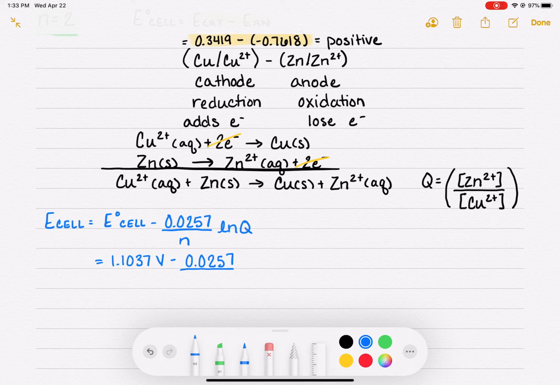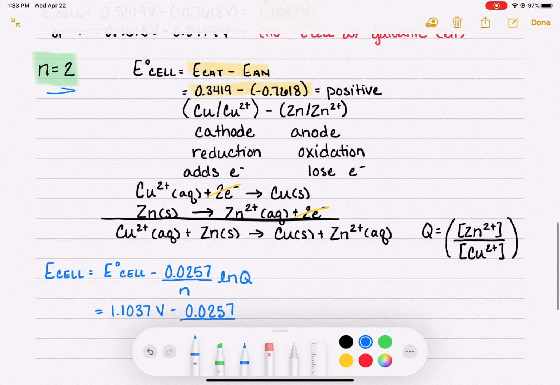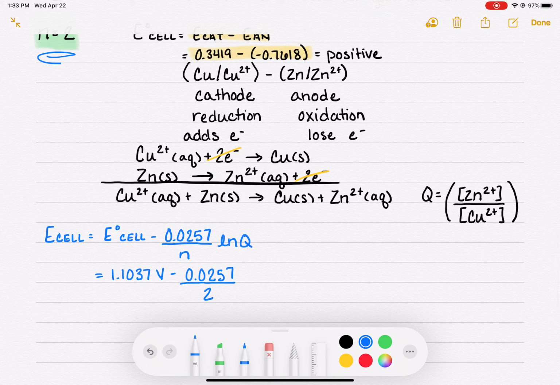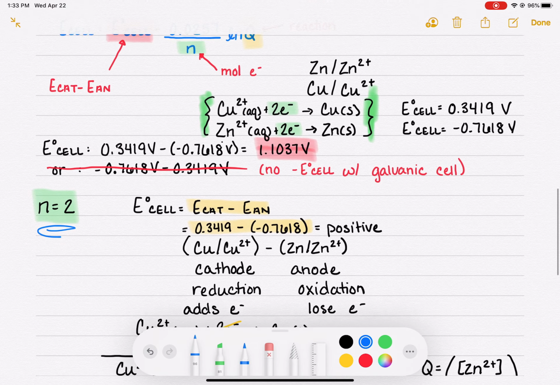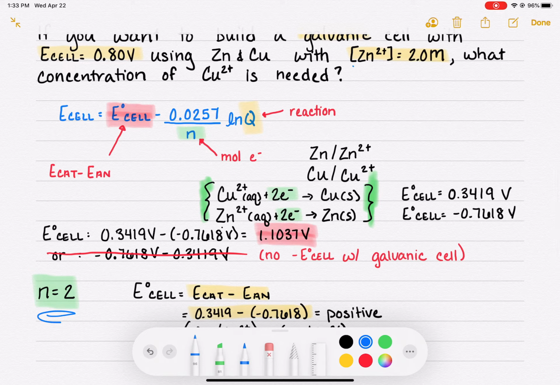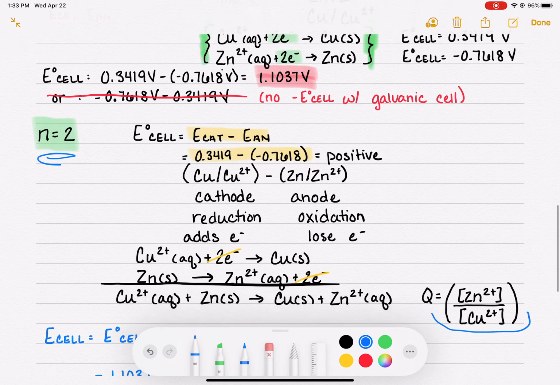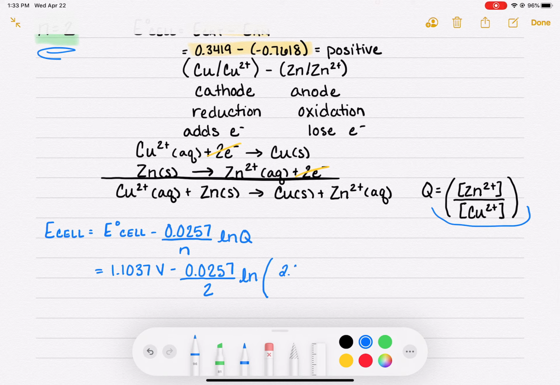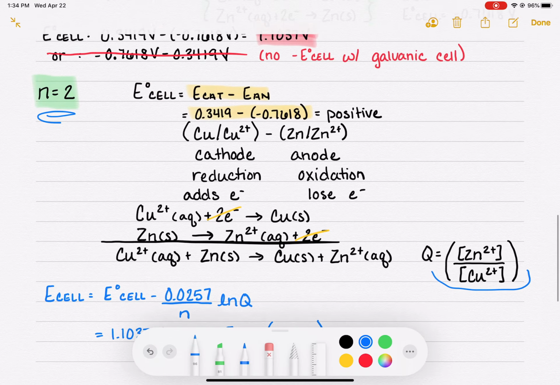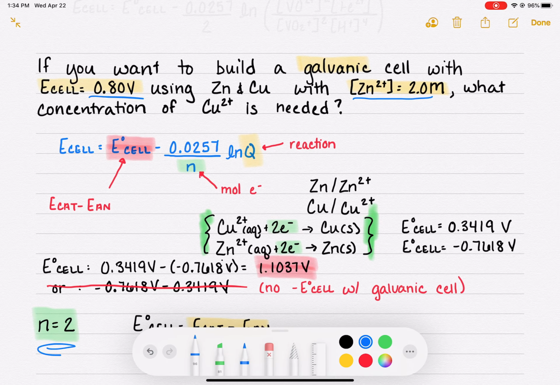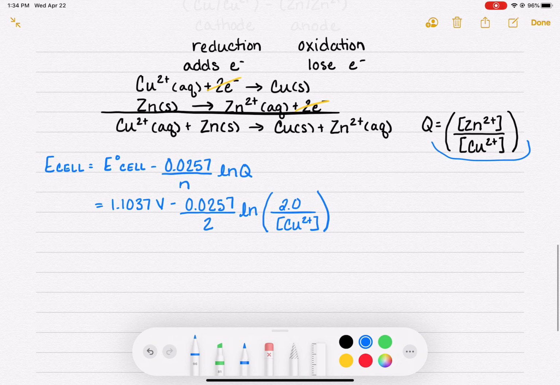0.0257 over N. We figured out our N, the number of electrons. There, it's right there. Number of electrons is 2. Times the natural log of Q. Our Q is over here. And one of these concentrations we know. Let's go back up to the problem and see which one it is. And the problem tells us zinc 2 plus concentration is 2 molar. So we'll just put that right into the equation. 2 molar over the copper 2 plus concentration, which is what we don't know. The problem also tells us the E-cell non-standard, our desired voltage, 0.8. So we can plug that in as well.